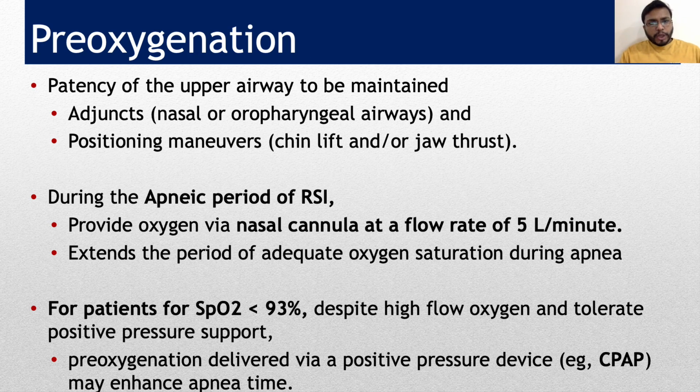For pre-oxygenation, again, you can use adjuncts, that is nasal or oral pharyngeal airways, and you can use airway positioning, that is chin lift or jaw thrust, depending on the situation, to maintain the patency of the airway. During the apneic period, as I told earlier, there is a period of apnea that can happen after pre-oxygenation when you are going to intubate. During that period, even nasal cannula oxygenation with a flow rate of 5 liters per minute is recommended, and there are studies which have proven that it actually extends the period of oxygenation.